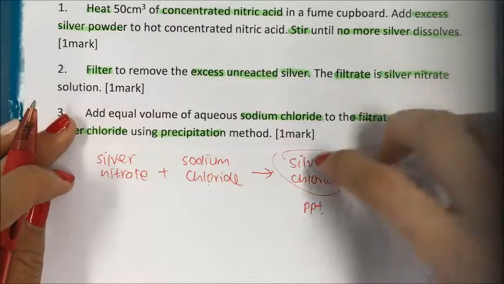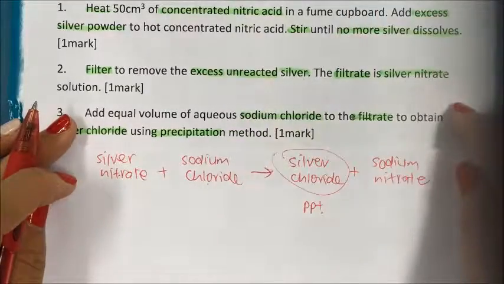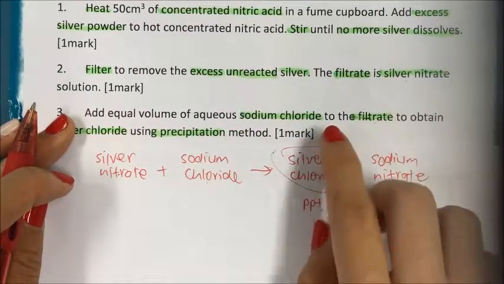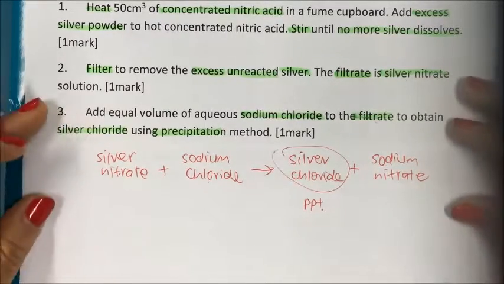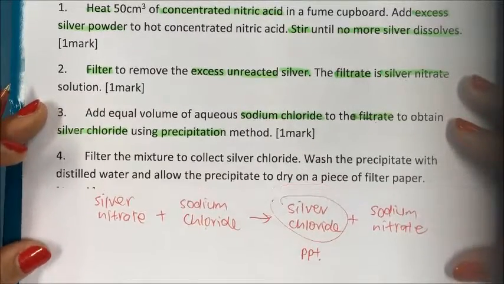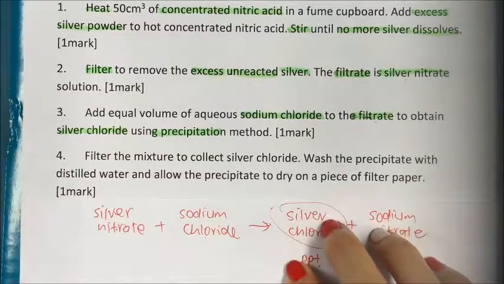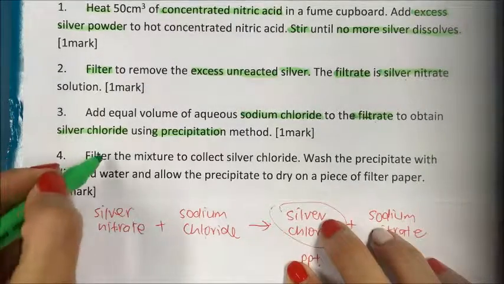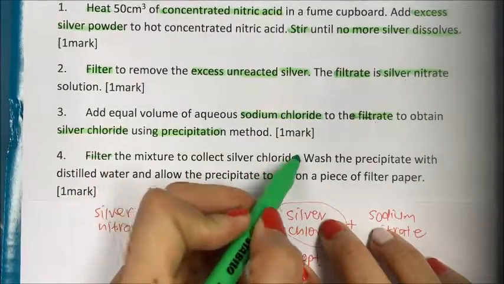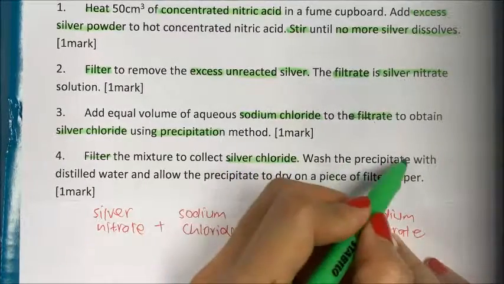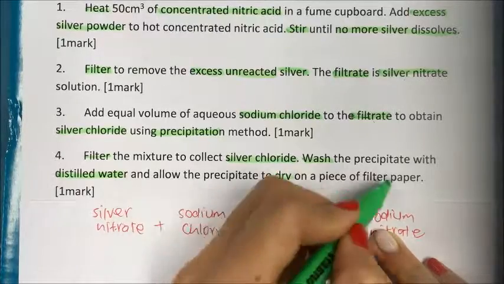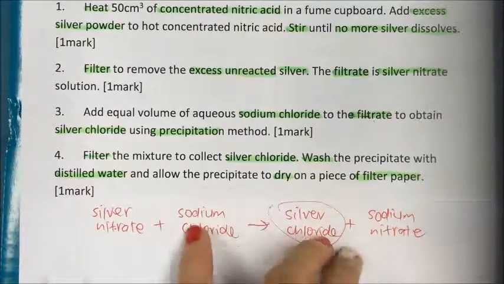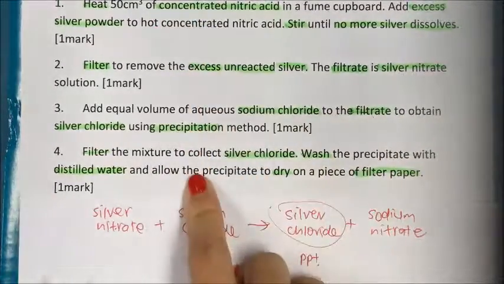However, you need to obtain a pure sample of silver chloride. Currently, your silver chloride is mixed together with your sodium nitrate solution. So your last step is actually to filter the mixture to obtain your silver chloride. Then you wash the precipitate with distilled water and dry it on filter paper. That is how you get your 4 marks.